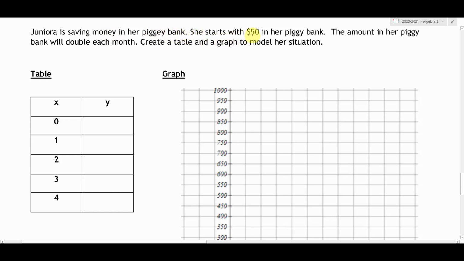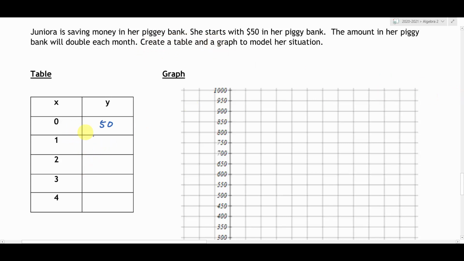Okay, so it says Janiora is saving money in her piggy bank again. She's going to start with $50 in her piggy bank. So that means before any time has passed, she's going to have $50 in the piggy bank. So she's starting with 50. And then it says the amount in her piggy bank will double each month. Okay, so we want to create a table and a graph to model this.